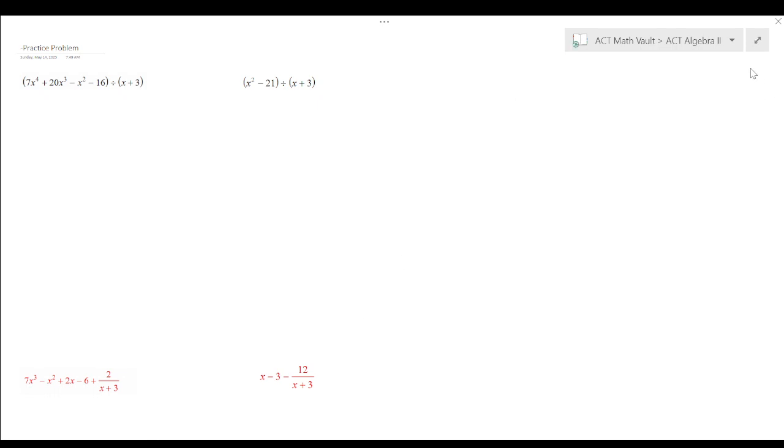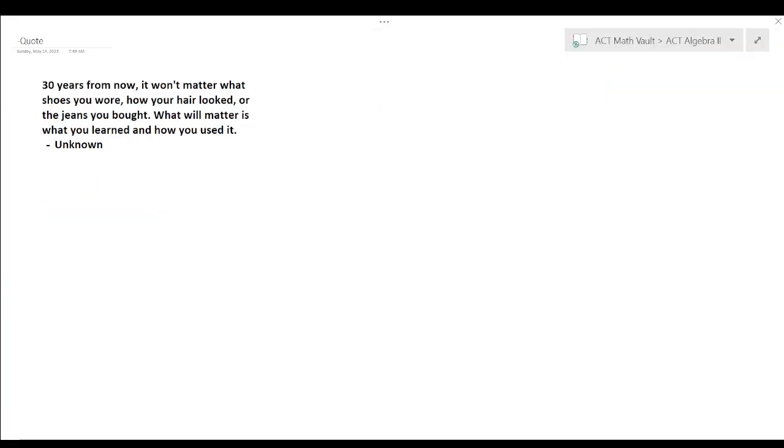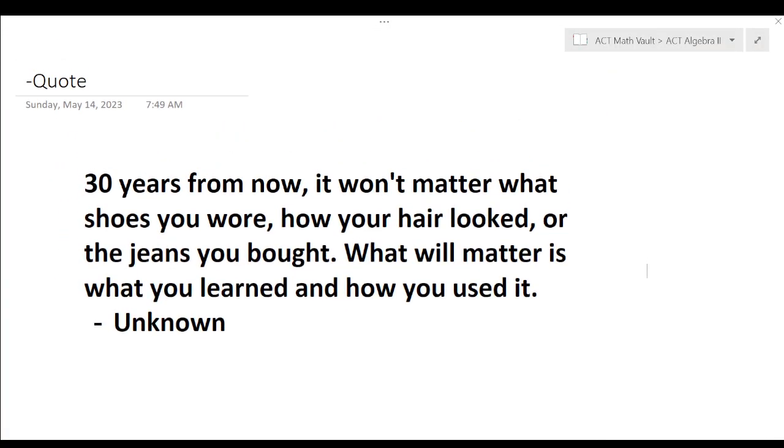So lastly, I like to show a quote. Sometimes it takes some motivation to keep you going on this type of thing. So 30 years from now, it won't matter what shoes you wore, how your hair looked, or the jeans you bought. What will matter is what you learned and how you used it.